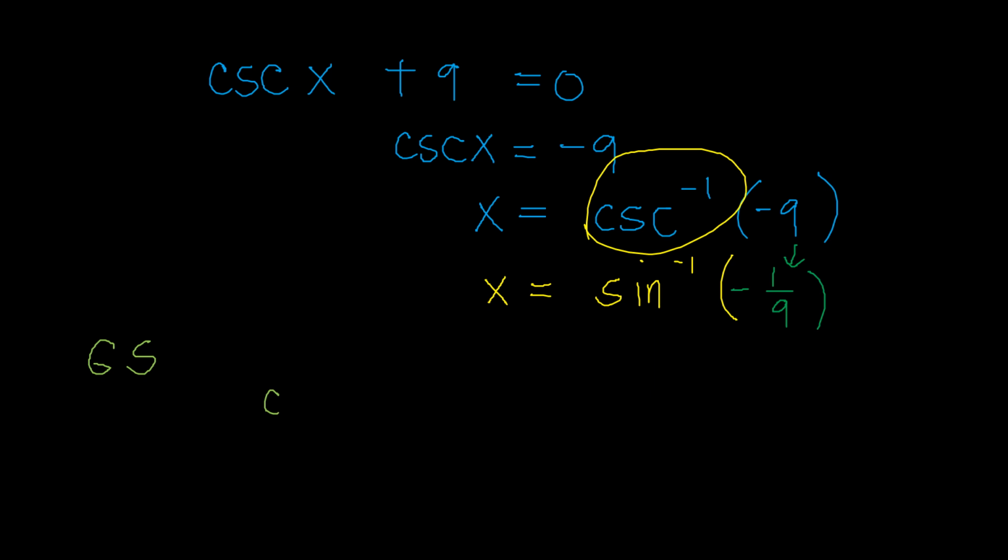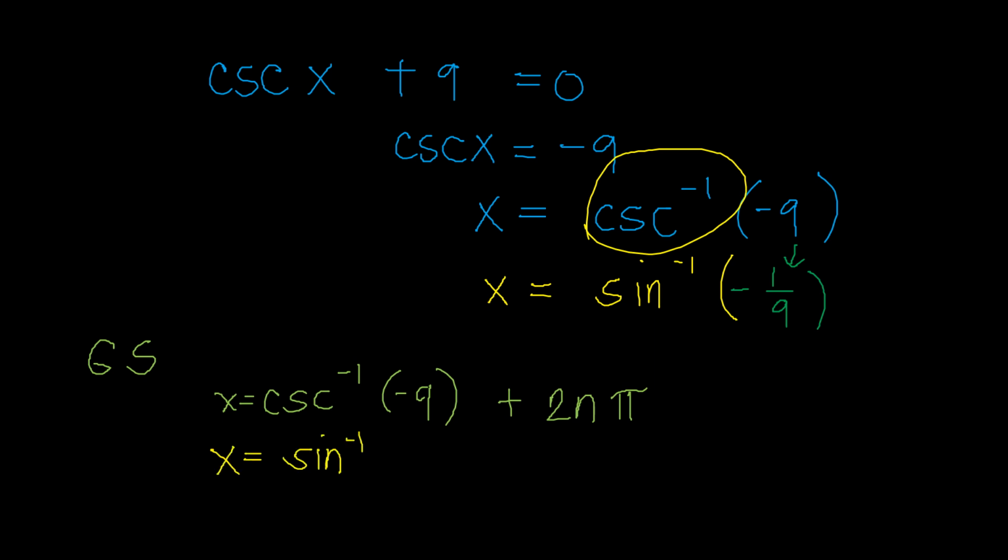So when it comes to the general solution, it is also accepted to have an answer that is x is equal to arc cosecant of -9 plus 2n pi, because the period of cosecant x is 2 pi. Or you can have x is equal to arcsine of -1/9 plus 2n pi as the general solution. These two are just the same because we already proved that arc cosecant and arcsine are related to each other, provided that the values are the reciprocal of each other.